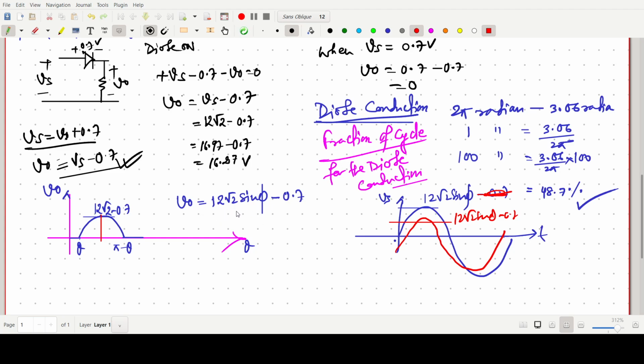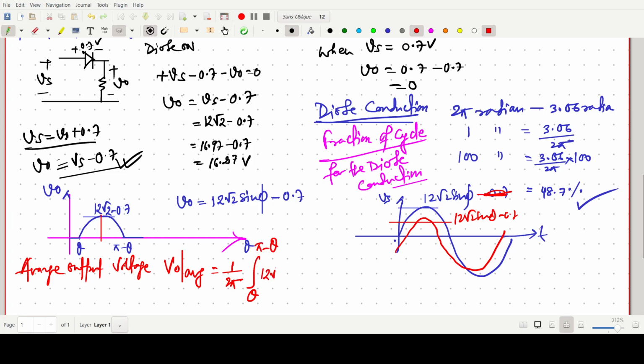This one is the output voltage expression because we have to integrate. So for the average output voltage, or we can say V naught average, we have to write the period of the signal 2 pi, and we have to integrate from theta to pi minus theta, and we can write 12 root 2 sin phi minus 0.7 in bracket d phi. So not d theta, d phi, right?